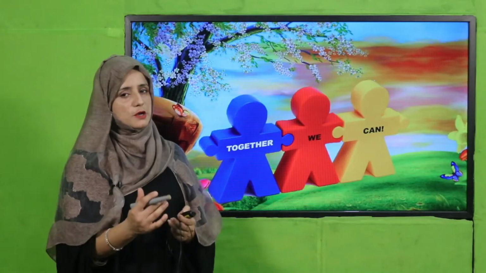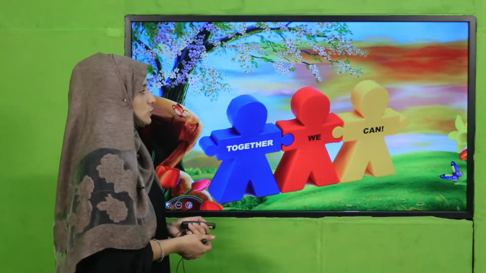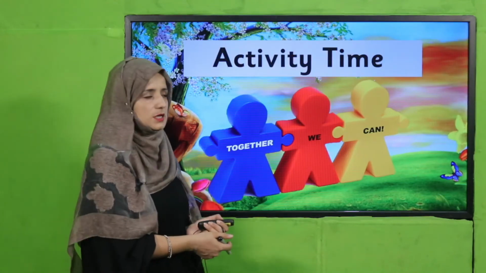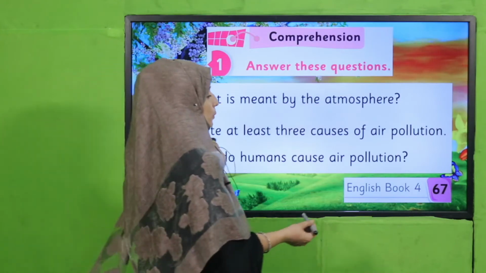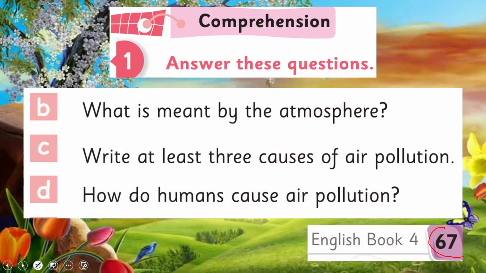So we have learned 3 paragraphs today, and now we are going to move towards the activity. Open your book, page number 67. There are comprehension questions, question number 1. And solve questions B, C, and D in your book. Pause the video and do these activities in your classroom work.